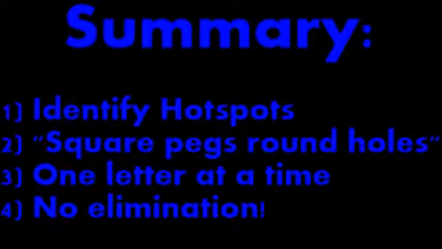Point number 2, square pegs, round holes. Don't try and force your word to fit in these hotspots you've identified, because you might waste a lot of time trying to make the word fit when it really doesn't. Build the word up as you go along. Which brings me to point 3, one letter at a time. Build these plays up just one letter at a time.